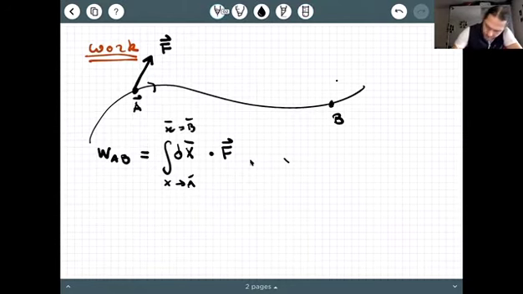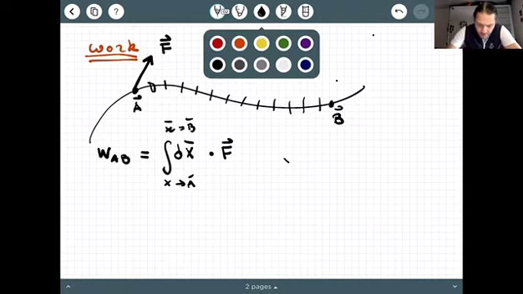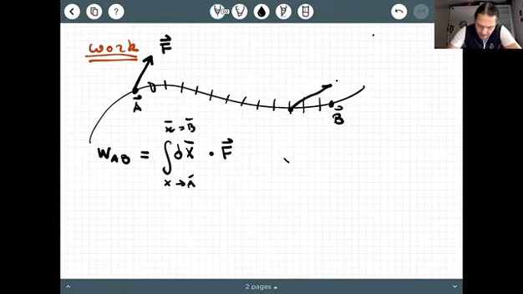So A and B are two positions here, so they are vectors. And what does this mean? It means that in order to compute this mysterious concept called work, all I have to do is split this path into many little pieces. How short should these pieces be? Well, they should be short enough so that the force is not changing within each of these little intervals.